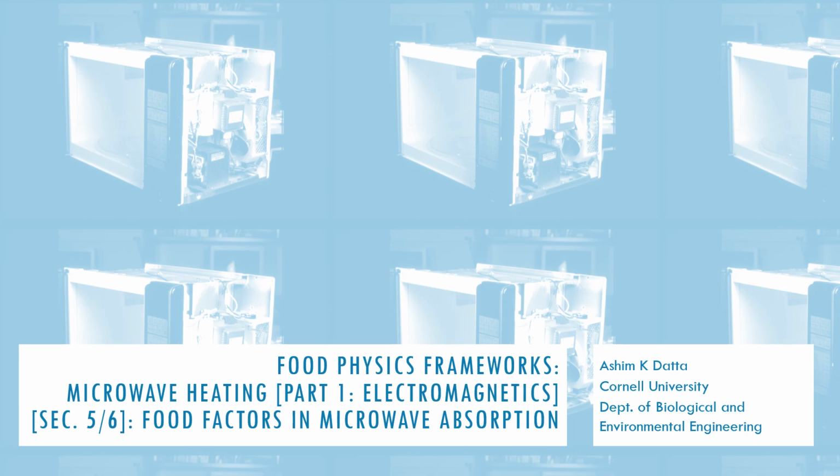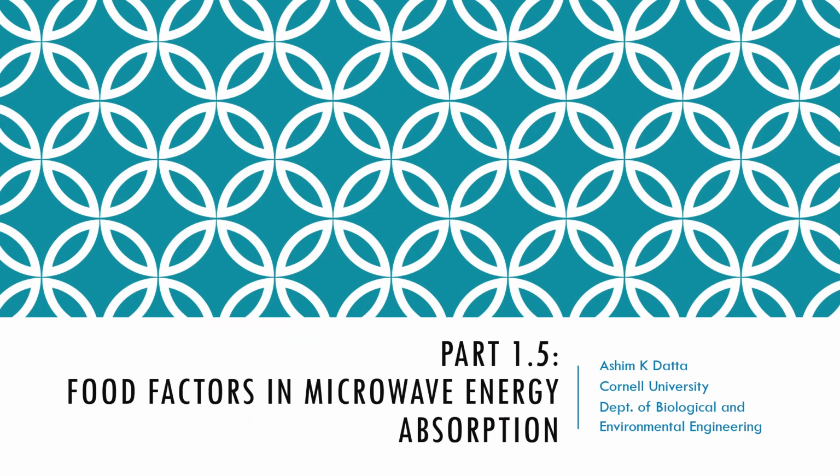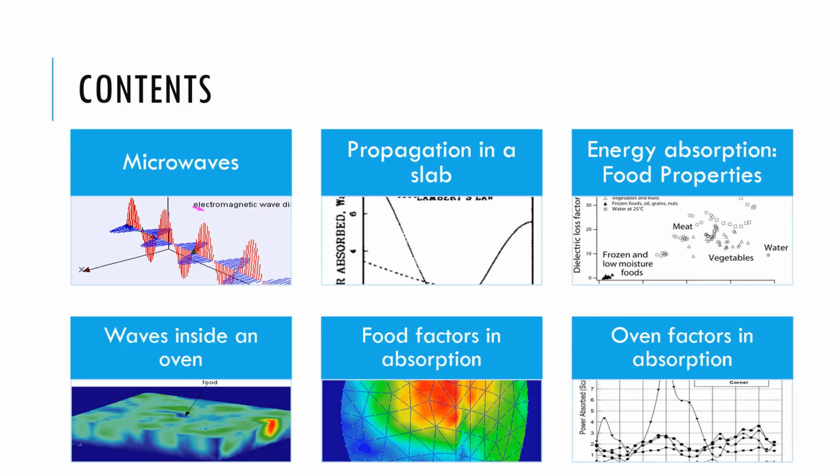So this is section 5 of those 6 sections, talking about food factors in microwave absorption in heating inside a microwave oven. This is part 1.5, and here are all 6 sections. We are here talking about food factors in microwave absorption. The video just before this was microwaves inside a microwave oven, and the following video is oven factors in microwave absorption.